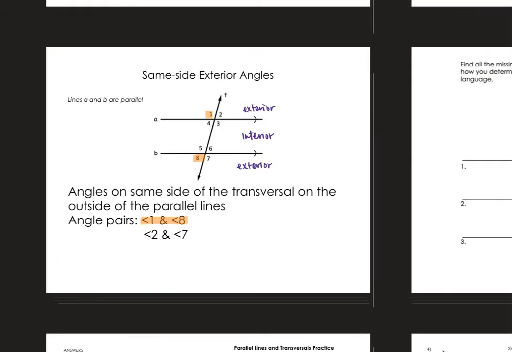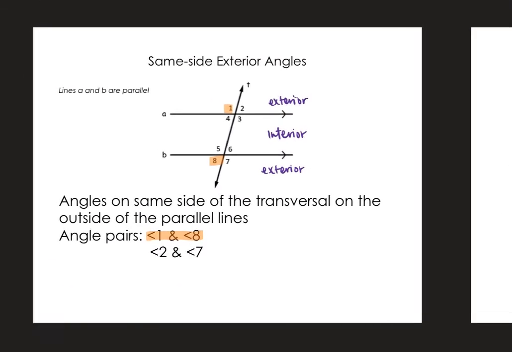The next angle pair are same side exterior angles. Same side exterior are on the same side of the transversal, but both on the outside. So 1 and 8 are considered same side exterior, as well as 2 and 7.